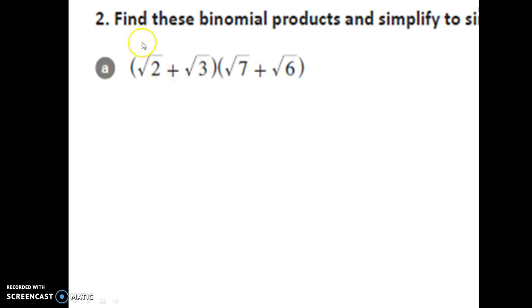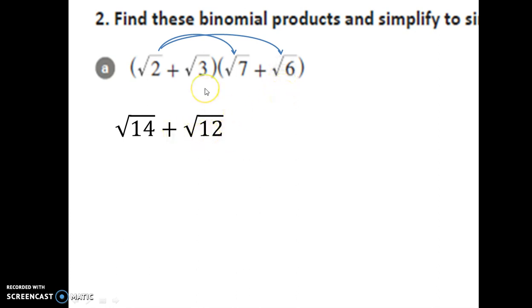Next, find these binomials. This is number 2 now. We're going to do just a few from each question. So number 2, A, looks like this. Now it's binomial times binomial. We're going to do root 2 times root 7, and then that is root of 14. All right. Then we're going to do root 2 times root 6. So that one will make root 12 positive. Then we'll do root 3 times root 7, which is root of 21. And then we'll do root 3 times root 6, which is root of 18.